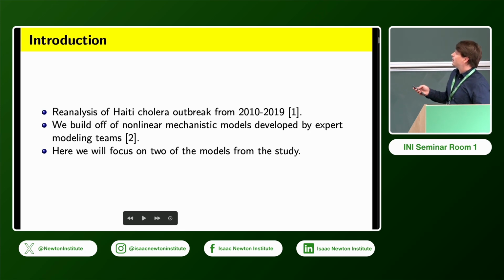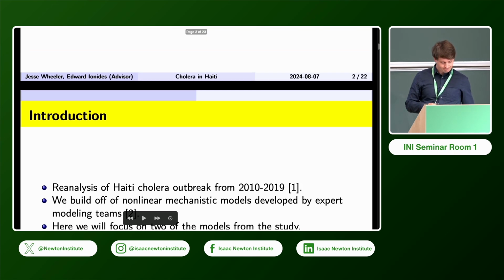So for this study, we are going to build off of some nonlinear mechanistic models that were developed by expert modeling teams. Although we are interested in broadly how modeling was approached during this epidemic, we focus on one particular paper by Lee et al. And I apologize, all the names and references are going to be included with the slides at the back. And we're going to focus in particular on two models from this study.